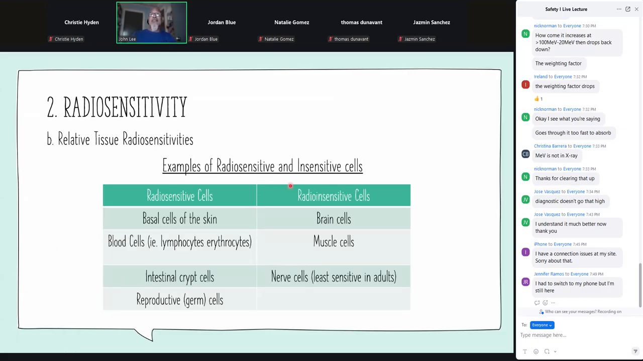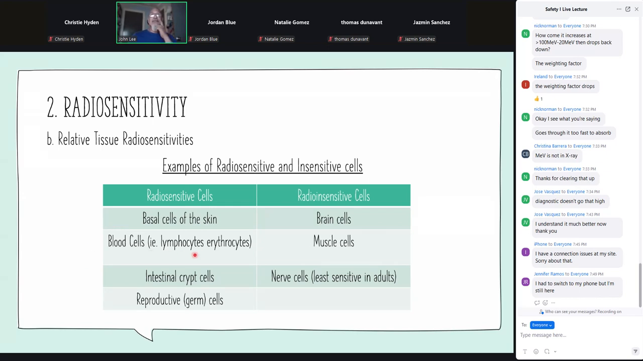So our radiosensitive and insensitive cells, and here's our little chart here. Basal cells of the skin. We're constantly shedding cells off of our skin. This is why skin cancer is quick to show up within your lifetime, and happens when you're young as well, depending on the amount of sun exposure you get. This is because those cells are rapidly dividing. Even though they're differentiated, they are skin cells, their reproductive cycle is quicker.